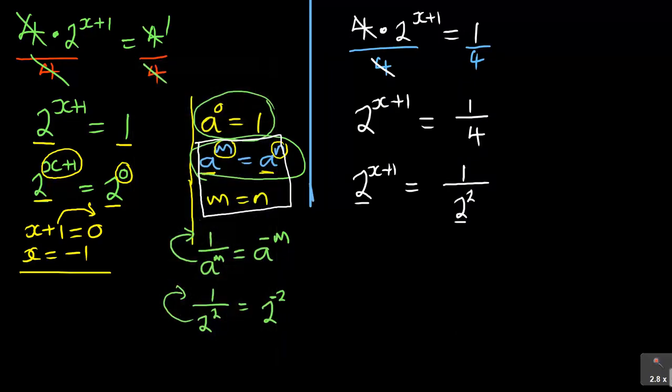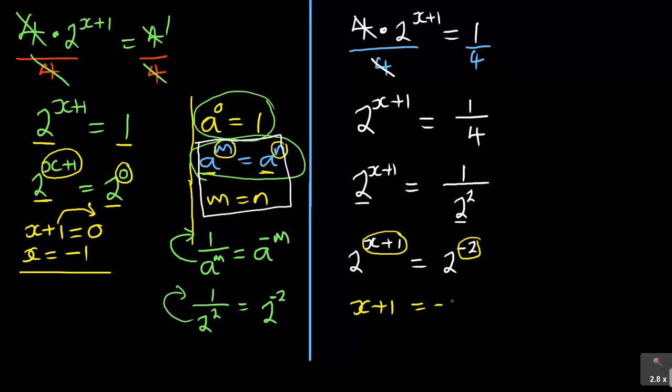So I will have here, if I can continue, this will simplify to 2 to the power x plus 1 is equal to 2 to the power negative 2. Then what you do again, equate those exponents. Remember we said here I have got x plus 1, and then I've got minus 2. So it means x plus 1 is equal to negative 2. Now you take the 1 to the other side, you have got x is equal to minus 2 minus 1, and therefore x is equal to negative 3. So this is the answer in this particular scenario.